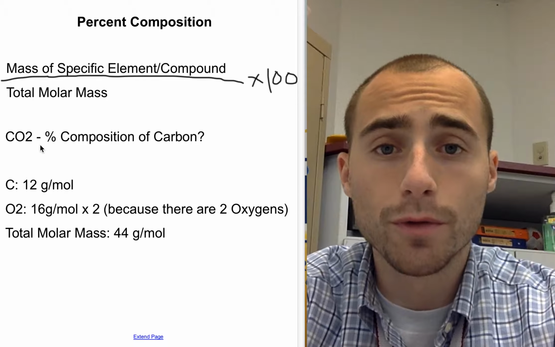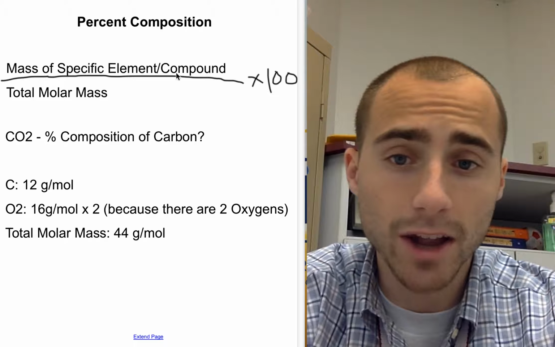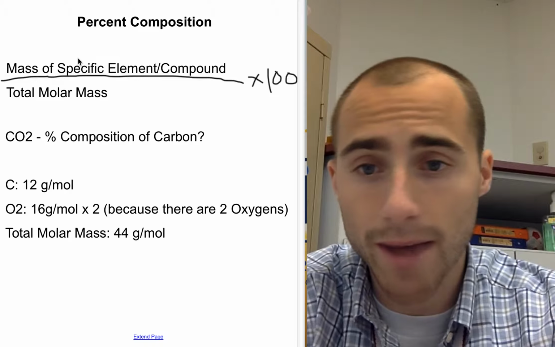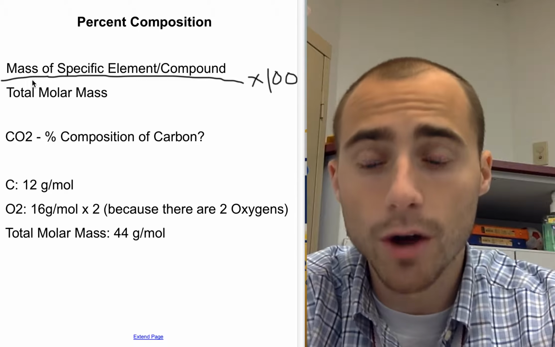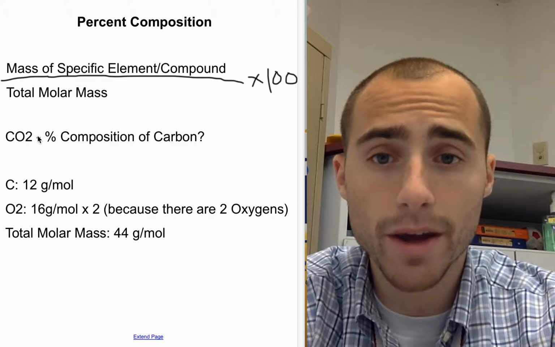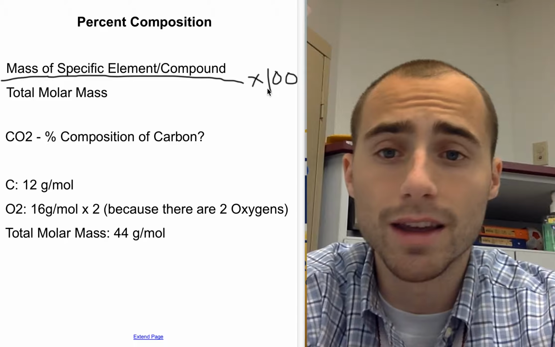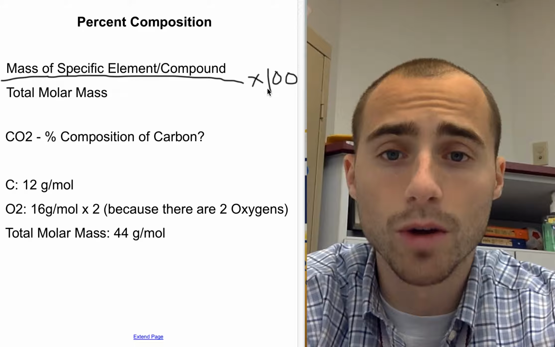And how you solve for percent composition: you take the mass of a specific element, whichever one you want to know about, we'll say in this situation carbon. You would divide the mass of carbon by the total molar mass of the compound, and then you would multiply that number by 100, and that's going to give you the percent composition of whatever element you are dealing with.